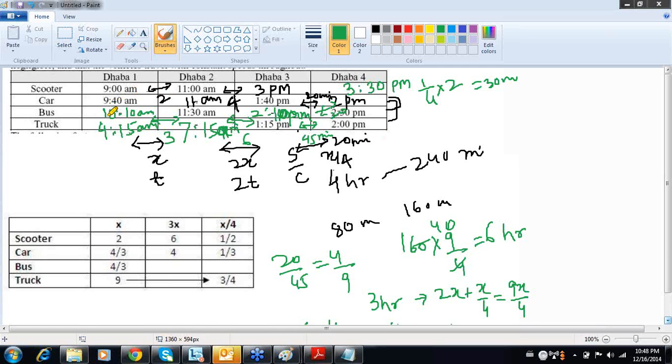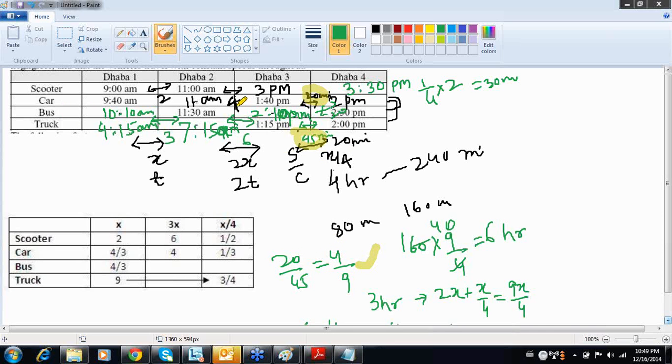Okay. Now let me go to bus and truck. Now bus reaches here at 1:15 p.m. and reaches Dhaba 4 at 2 p.m. So how much time did it take? 45 minutes it took. Here it took how much? 20 minutes. So the ratio of speed between car and truck will be what? 20 by 45, that is 4 by 9.